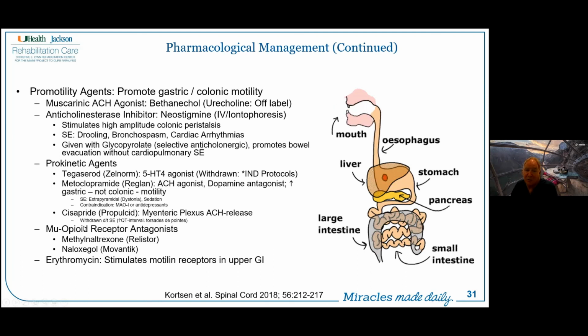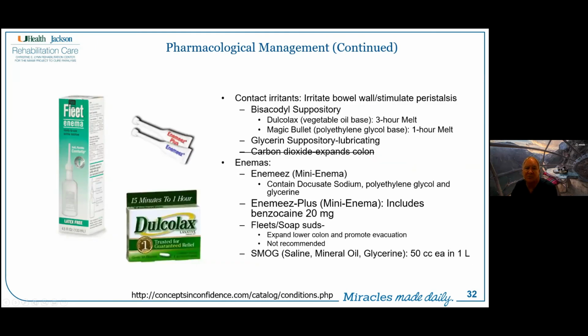Consider using mu-opioid receptor antagonists for those who are on opioids. So Relistor, that's methylnaltrexone, and naloxegol, Movantik is the other name for this. Also consider, and it's been pretty effective, erythromycin, which somehow stimulates the motilin receptors in the upper GI tract. So these are all considerations for pro-motility for those folks. It's just not moving through appropriately, and you've tried your other interventions.